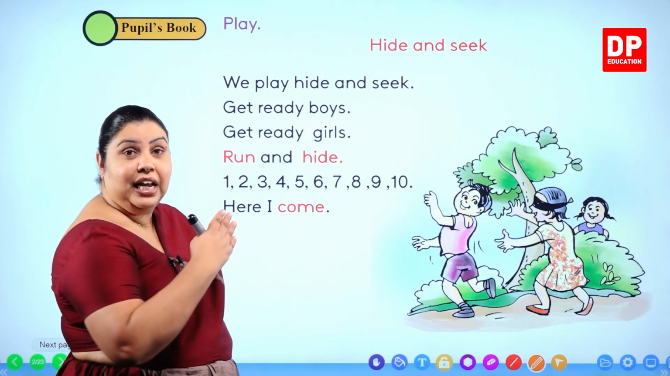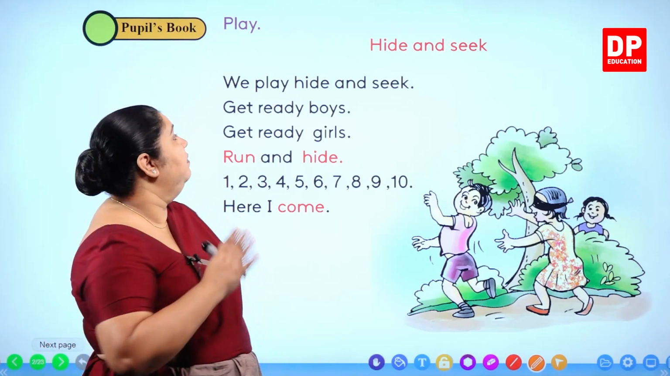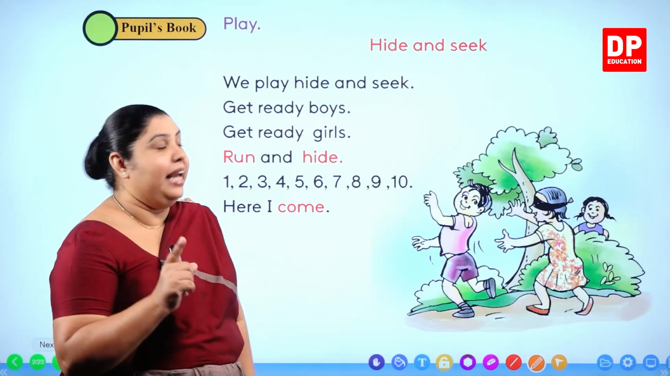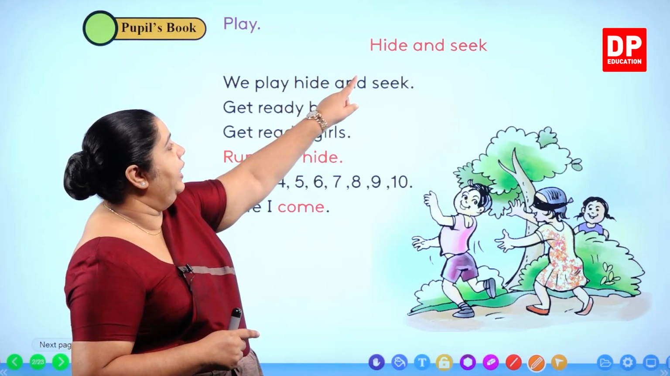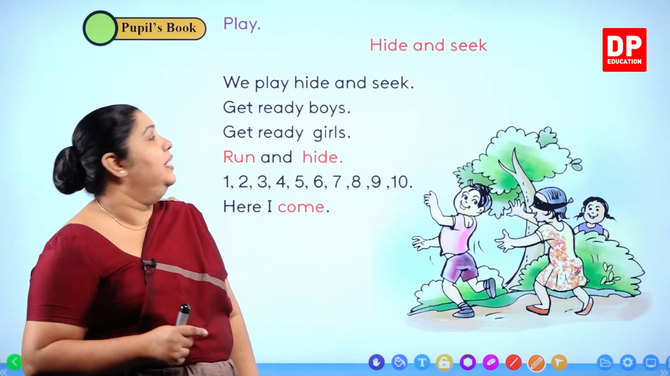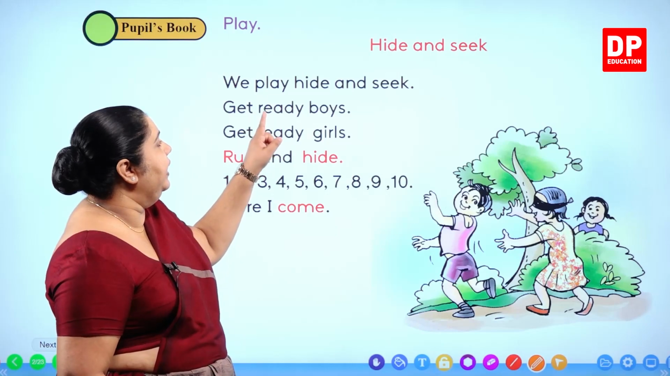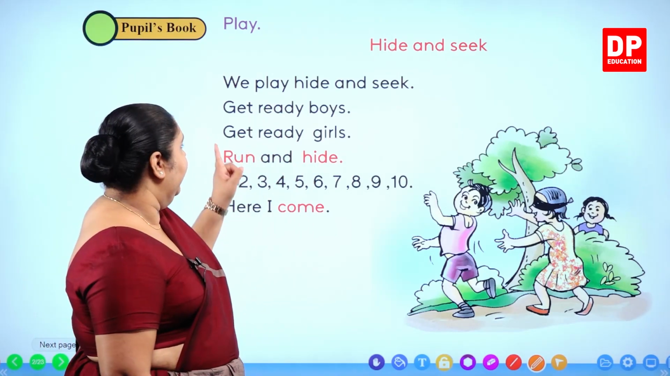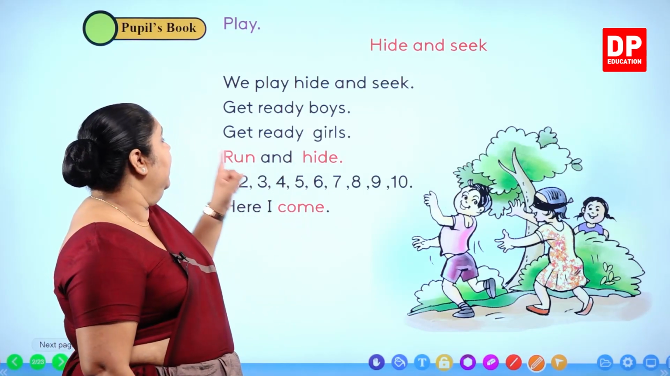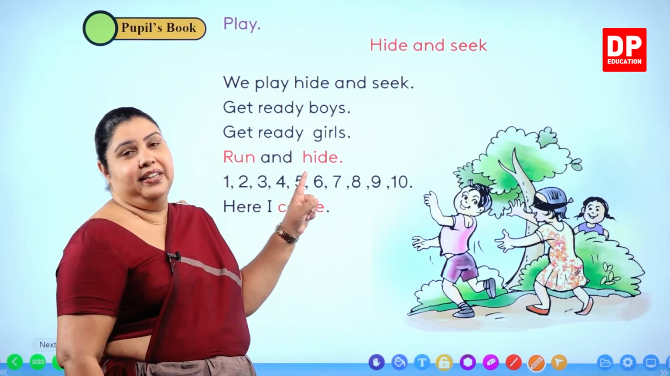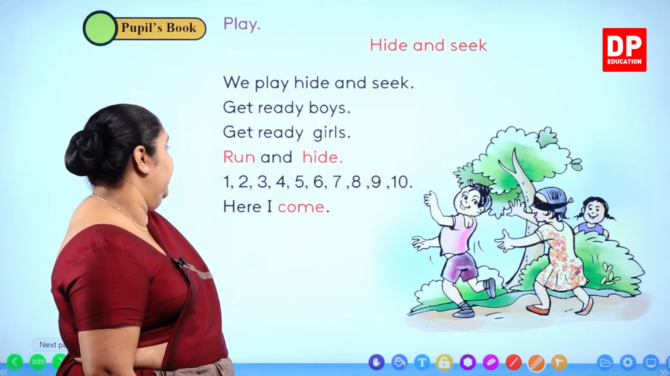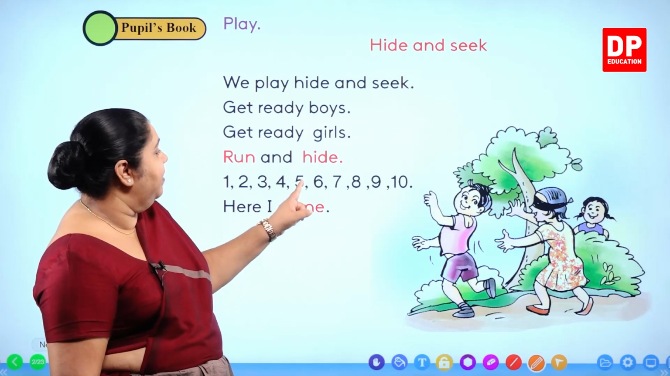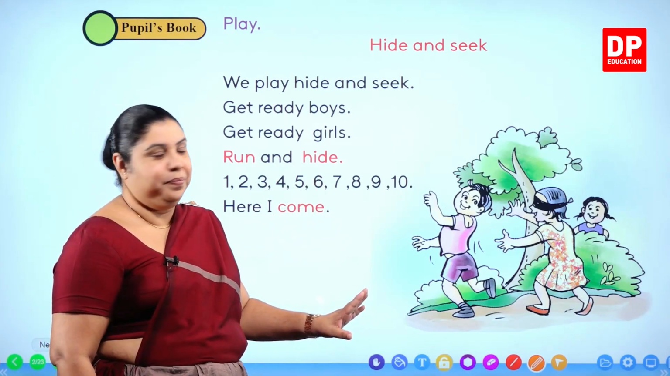Right? So shall we read this part once again? We'll start from the beginning. What is the name of our game today? Hide and seek. We play hide and seek. Get ready, boys. Get ready, girls. Run and hide. 1, 2, 3, 4, 5, 6, 7, 8, 9, 10.